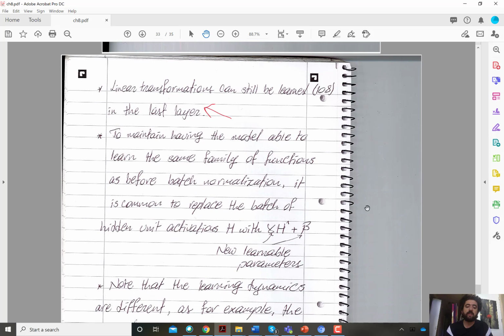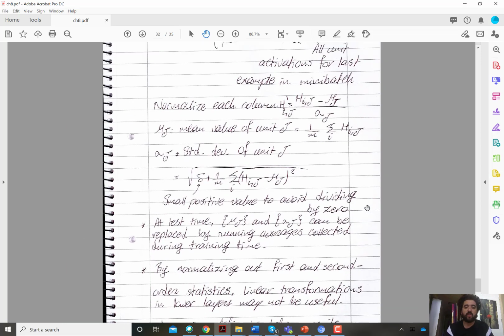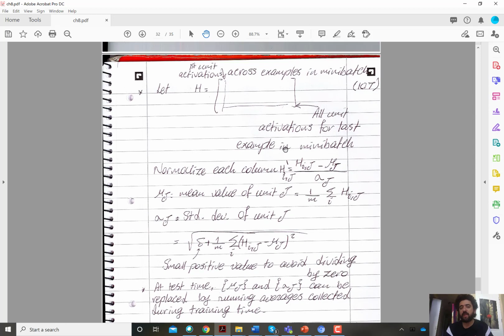So the way to alleviate this problem is to add back linear transformations through two new parameters for every layer. So we had before this h prime. h is the matrix representing the unit activations across all examples in a mini batch for one layer, so across all examples in a mini batch per unit, and then all units in one layer. And h prime is the normalized matrix after batch normalization.